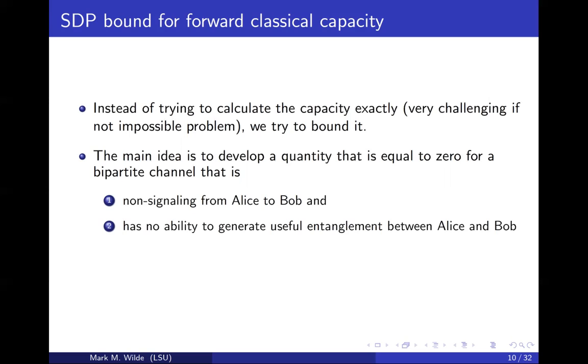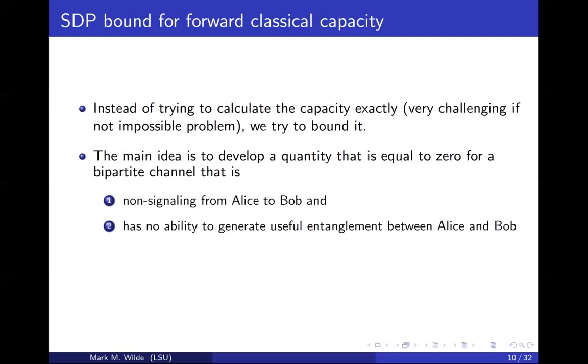Non-signaling has a precise description mathematically, and I'm not going to give that here in so much detail. For that, you can look in the paper. We have a paragraph that talks about that. And then this no ability to generate useful entanglement means something precisely mathematically. That's PPT preserving channels. And for further details of that, you can look in our paper. PPT is positive partial transpose. So those are the two things we're looking for in a measure.